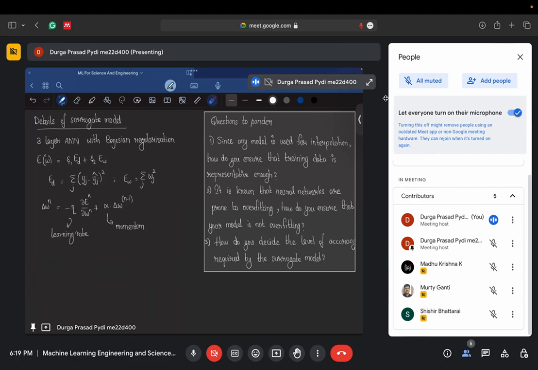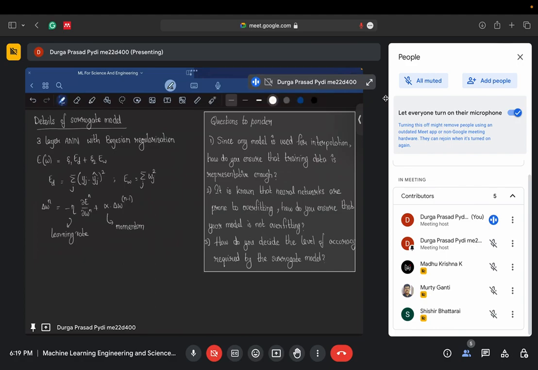You have to ensure that your training data is representative enough. By representative enough, it means that it should be able to capture all possible scenarios that you are likely to encounter in the area where you want to use your ML model. It should not be exactly the same, but it should cover.